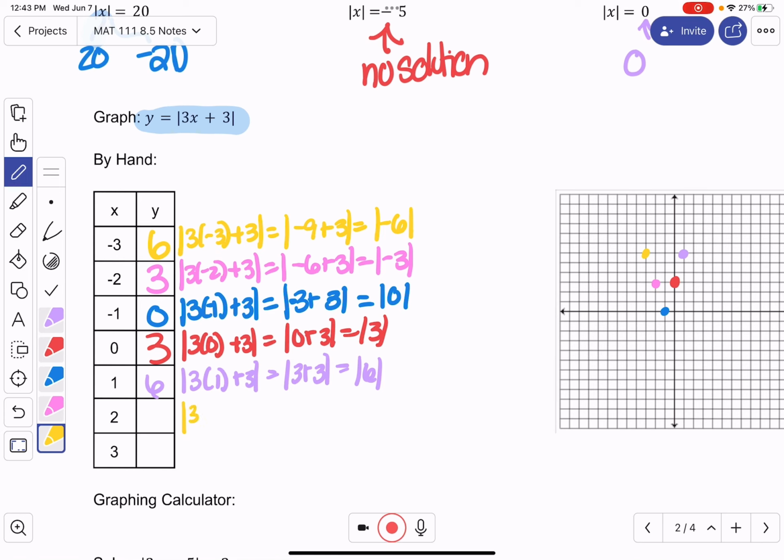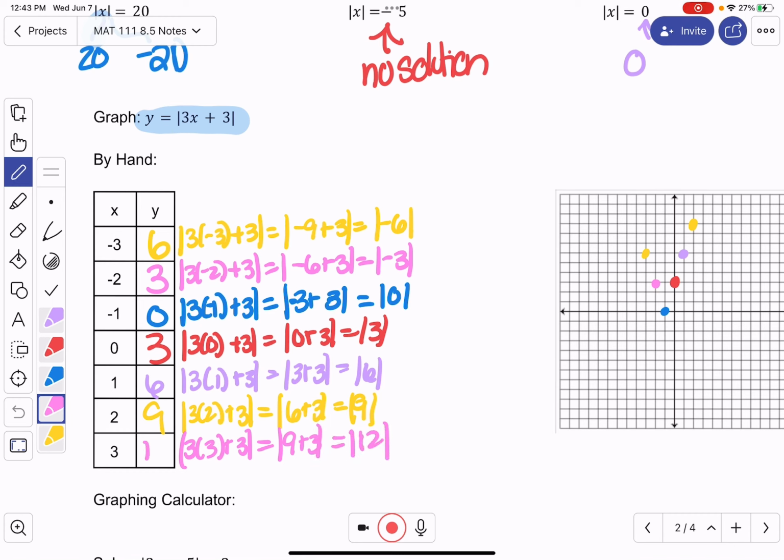Do it with positive 2. 3 times 2 is 6. 6 plus 3 is 9. Absolute value of 9 is 9. So we have a point at 2 comma 9. And then 3 times 3 is 9. 9 plus 3 is 12. Absolute value of 12 is 12. So we have a point at 3 comma 12. Then if I were to trace those lines, we have our absolute value graph, which is a V.